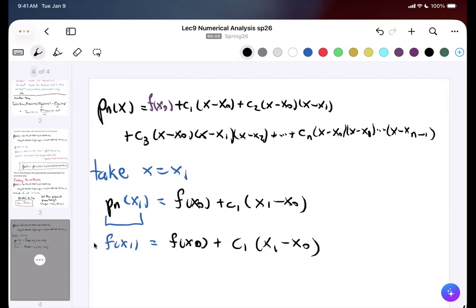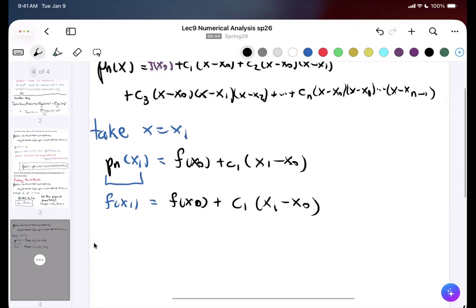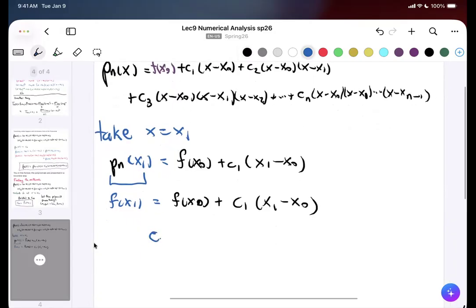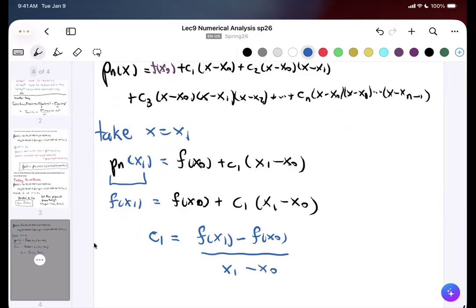So if you solve for C1, what is the formula for C1? So that is the formula for C1.